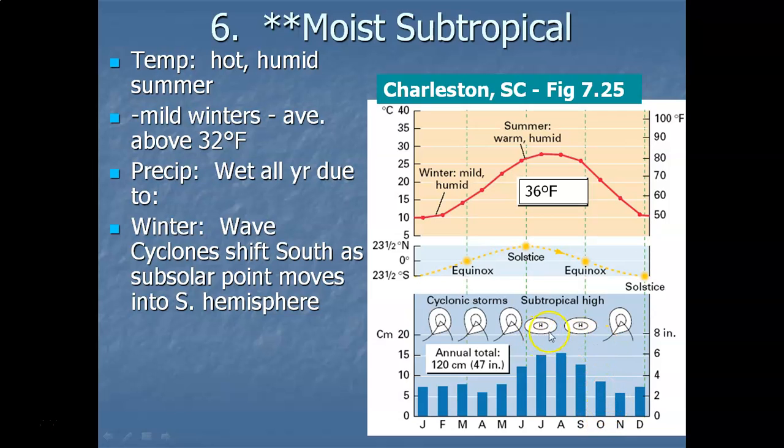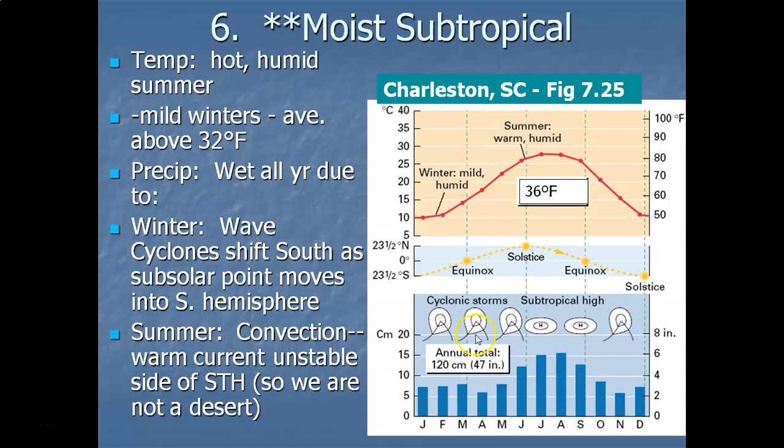Well, during those summer months, those wave cyclones have been far north of us. They've been up in the northern tier of the U.S. or in southern Canada. And now as the subsolar point is moving into the southern hemisphere, all of the pressure belts are shifting southward, meaning those wave cyclones are shifting now southward into subtropical latitudes. Now, during summertime, we get afternoon thunderstorms, convectional precipitation.